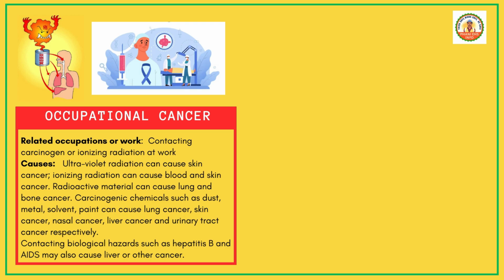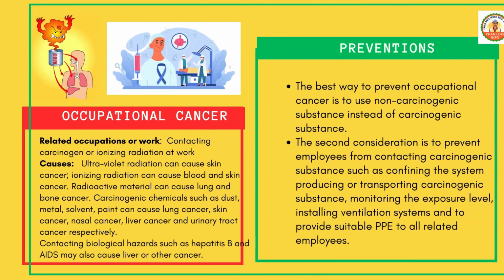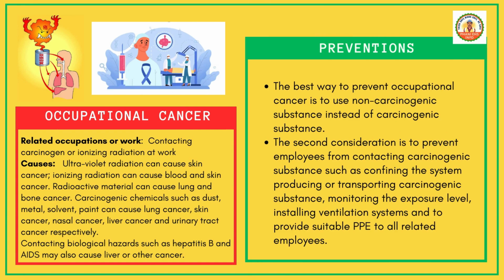Occupational cancer. Related occupations or work: contact with carcinogens or ionizing radiation at work. Causes: ultraviolet radiation can cause skin cancer. Ionizing radiation can cause blood and skin cancer. Radioactive material can cause lung and bone cancer. Carcinogenic chemicals such as dust, metal, solvent and paint can cause lung cancer, skin cancer, nasal cancer, liver cancer and urinary tract cancer respectively. Contact with biological hazards such as hepatitis B and AIDS may also cause liver or other cancer.